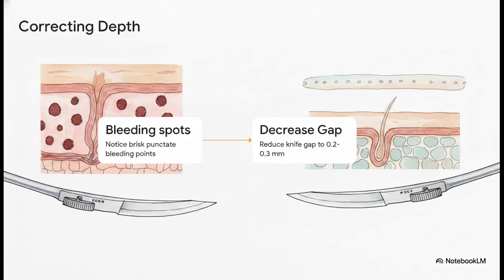Before we jump to the next section, here's a crucial exam pearl on correcting your STSG harvest depth. If a surgeon notices brisk, large, punctate bleeding points during the harvest, it means they've gone too deep. They've entered the deeper reticular dermis. The immediate next step: decrease the Humby's knife gap thickness using the side dial to get right back into that ideal 0.2 to 0.3 millimeter plane.